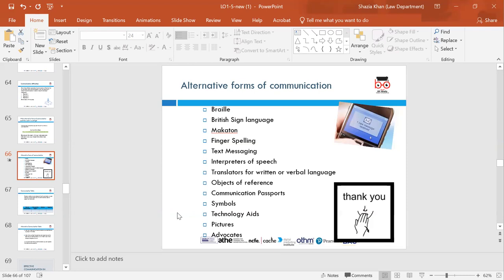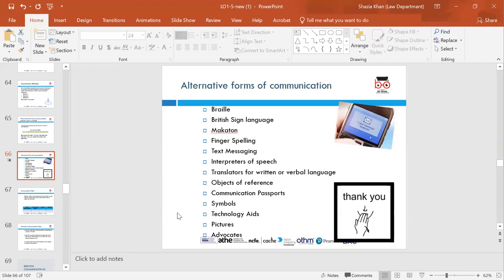Text messaging, obviously, is the fact that you can send messages through text as well. Interpreters of speech, so you will have special interpreters that will help in regards to speech therapy that the individual would have issues around. Translators for written or verbal language, and you will have translators that will be face-to-face that will help with any sort of verbal language if there's any issues around the disability.